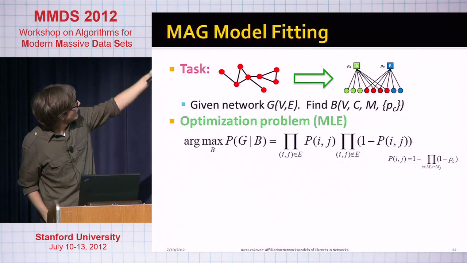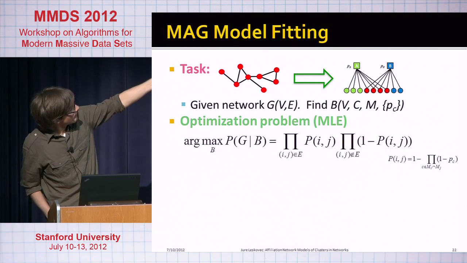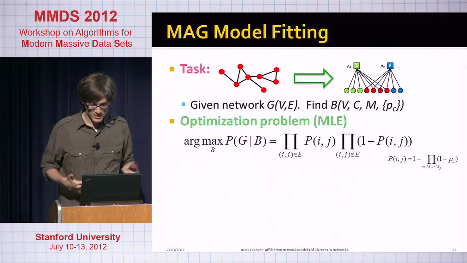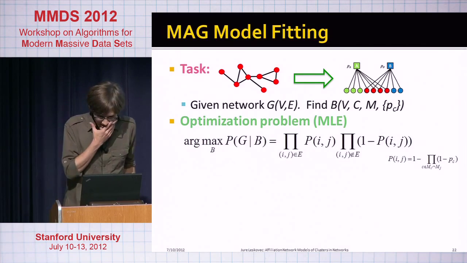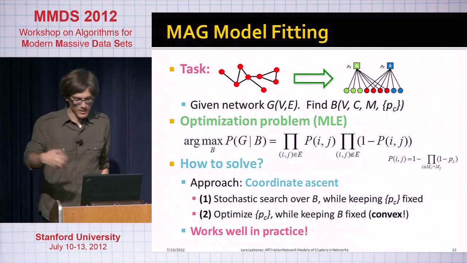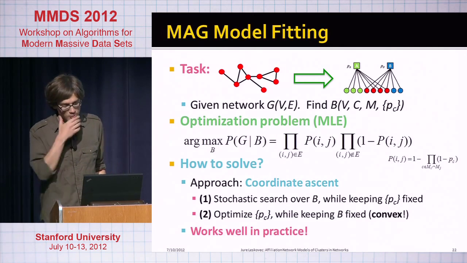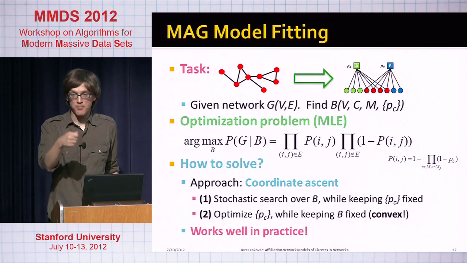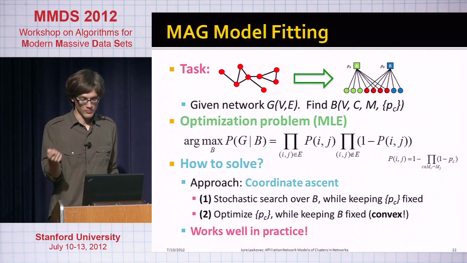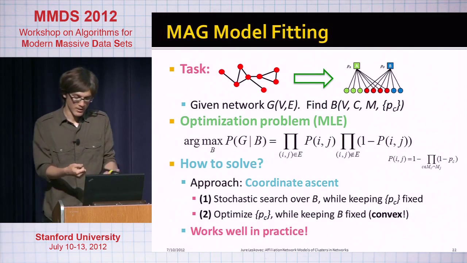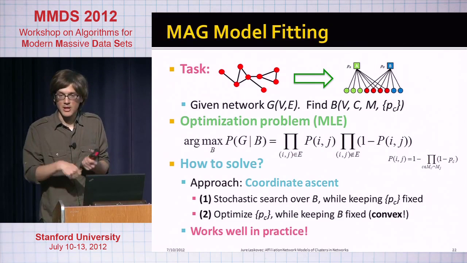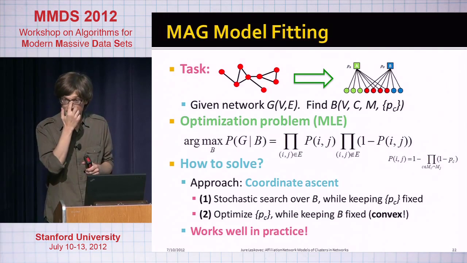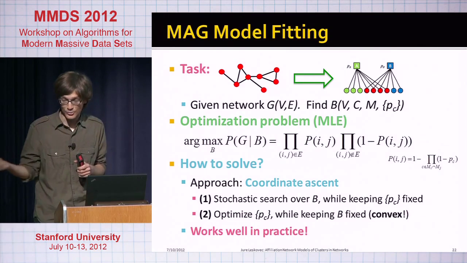So what I want to do now is find this B, on which these probabilities depend, such that this likelihood is maximized, right? And the way we do this is basically we apply a coordinate ascent type of procedure. Searching over the bipartite graph is clearly intractable, so we use some kind of sampling or MCMC-like technique to randomly make small perturbations to the graph and see what that does to the likelihood.